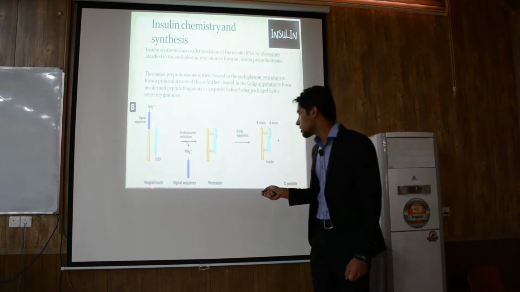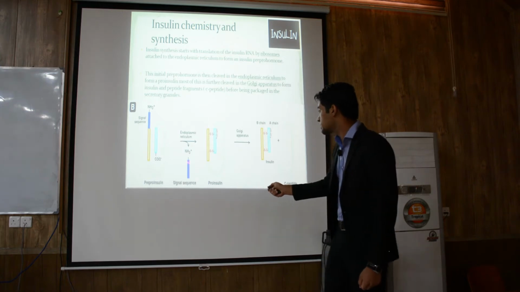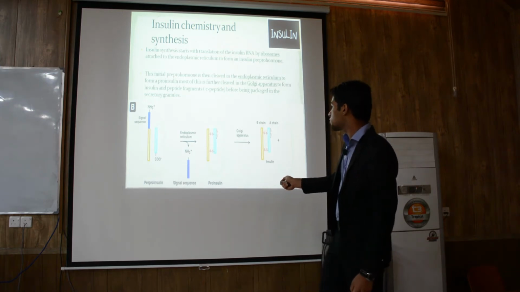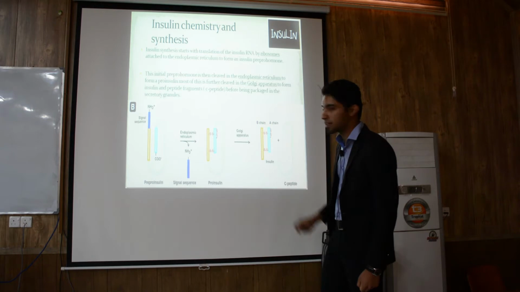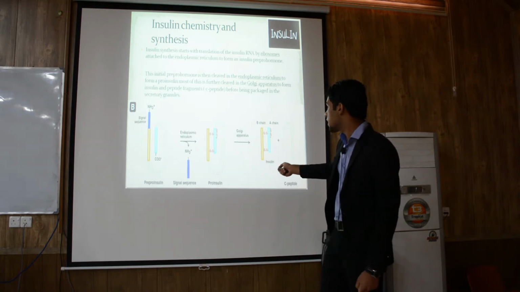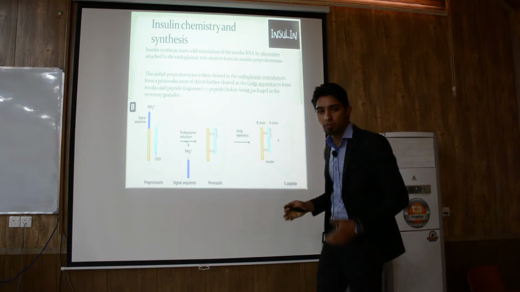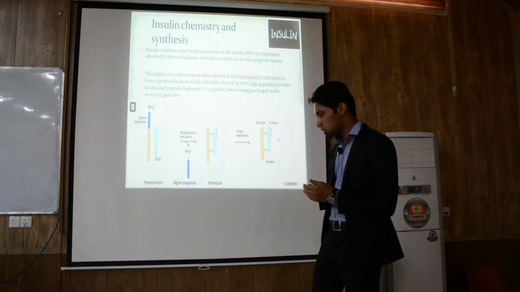This preproinsulin will undergo a cleavage in the endoplasmic reticulum, losing its signal sequence, as you are seeing here, forming a new structure which we call the proinsulin. The proinsulin, like its brother, will also undergo a cleavage in the Golgi apparatus, forming the active insulin and the C-peptide, which will finally be secreted into the bloodstream.